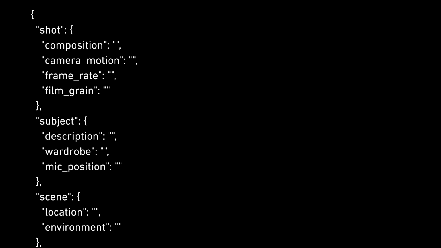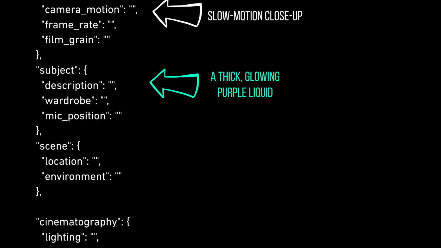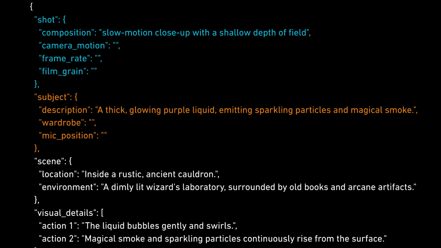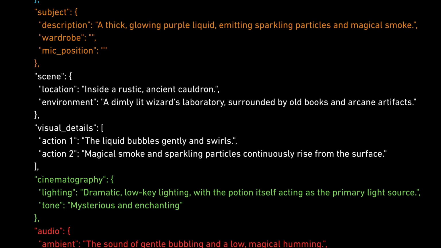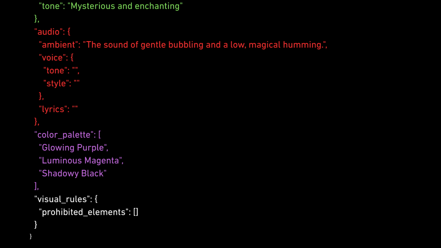Now you just drop those elements into the JSON format. Slow motion close-up goes under composition, the liquid description goes under subject, and dramatic lighting goes under lighting. And that's it. You've translated your creative idea into a clean, structured script the AI can follow perfectly.